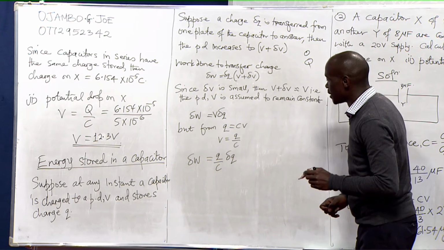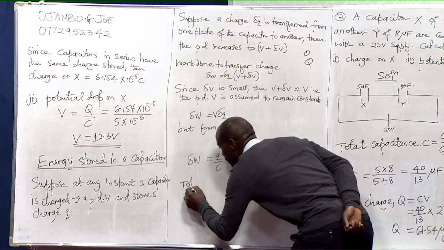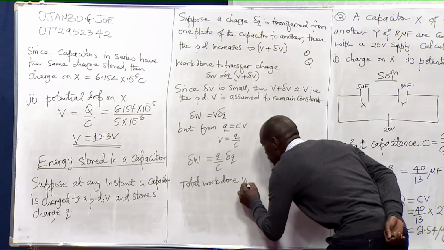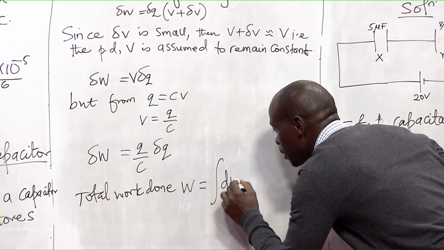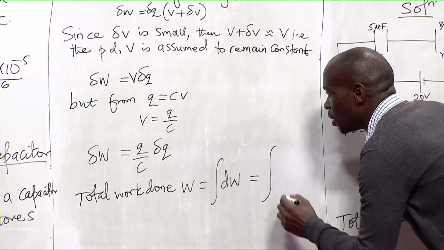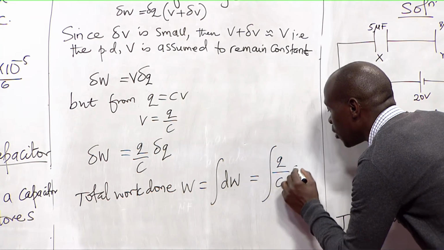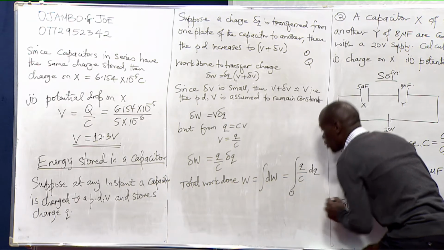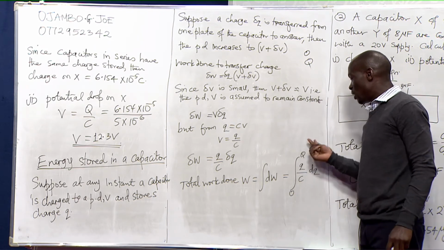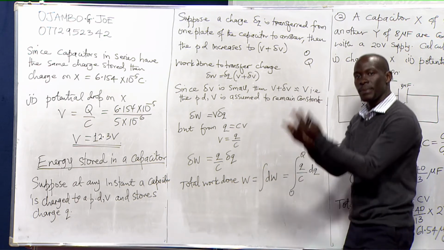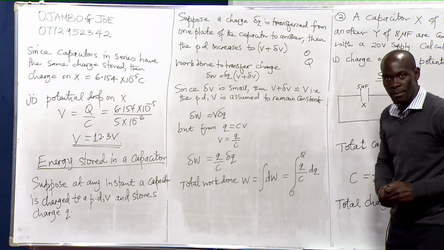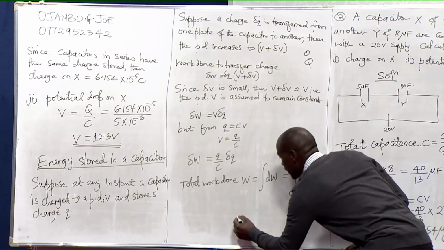Okay? So which means total work done, W, would be equal to, this now becomes a full dW, which is going to be equal to the integral of Q over C dQ, from charge equal to 0 to charge equal to capital Q. We know by doing this we are finding the total charge, we are summing up. Isn't it so?